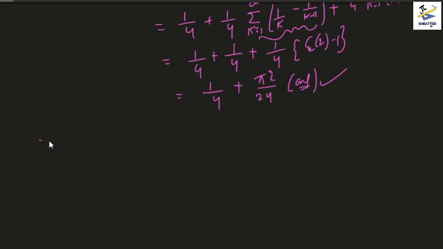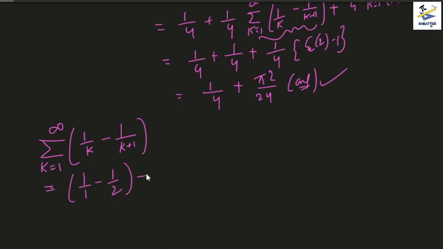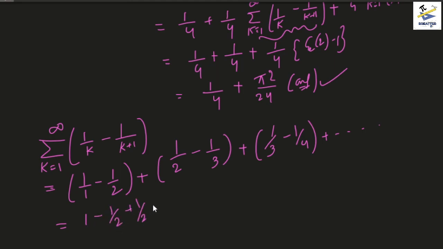And for the telescopic series part, let me just show you how to do it. k goes from 1 to infinity of 1 by k minus 1 by k plus 1. So what are the terms of this series? See, the first term of the series is 1 by 1 minus 1 by 2. The next term is 1 by 2 minus 1 by 3. The next term is 1 by 3 minus 1 by 4, and so on. So you see that this series is basically 1 minus 1 by 2 plus 1 by 2 minus 1 by 3 plus 1 by 3 minus 1 by 4 plus 1 by 4 minus 1 by 5, and so on. And every term cancels out except for the 1. So the answer is 1.